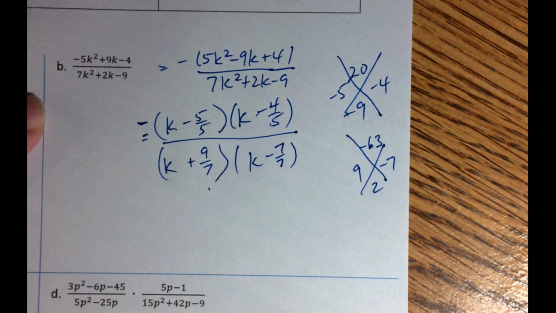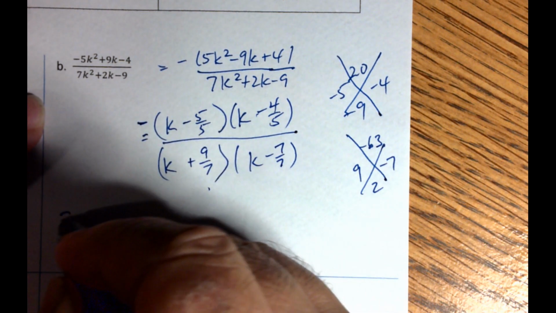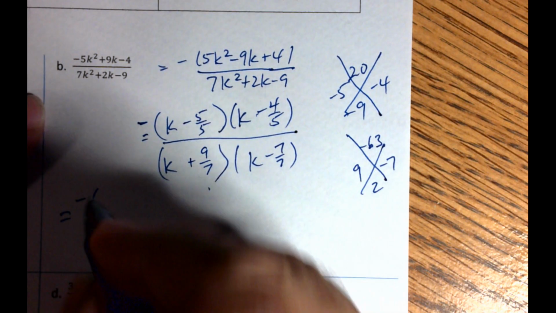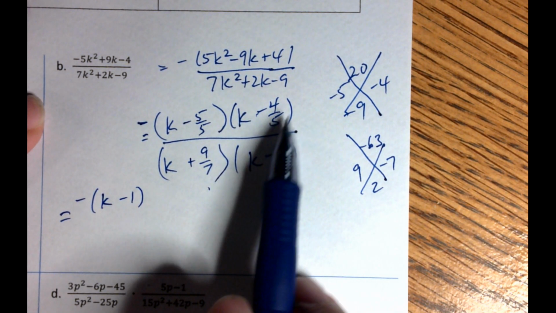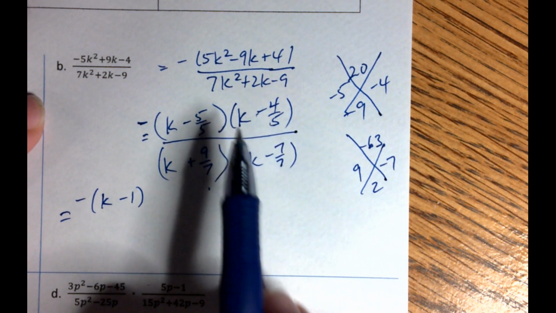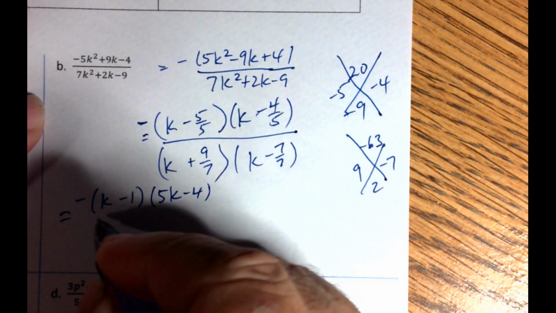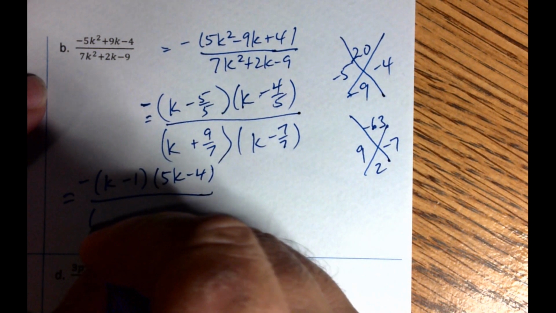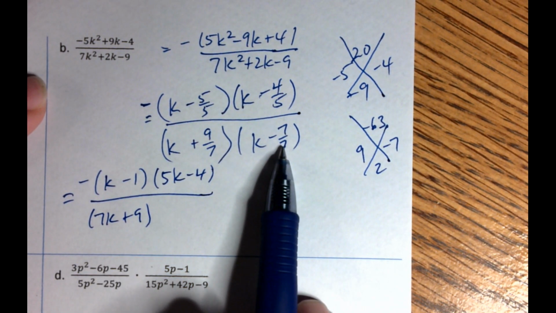All right, now I'm going to simplify things. Well, I'm going to clean it up. So that negative sign is still part of the problem. K minus 1. And remember, if you have a fraction, try to reduce it. 4/5 does not reduce. I'm going to move the 5 forward, so it's 5k minus 4. And 9 over 7, so that'll be 7k plus 9. And here, 7 over 7 is 1.